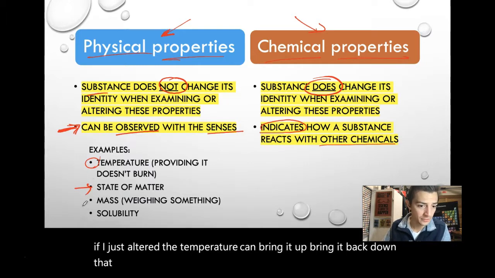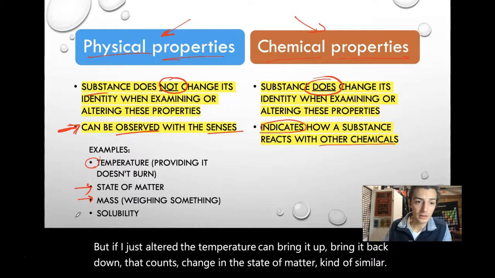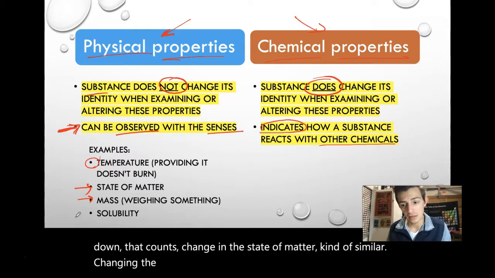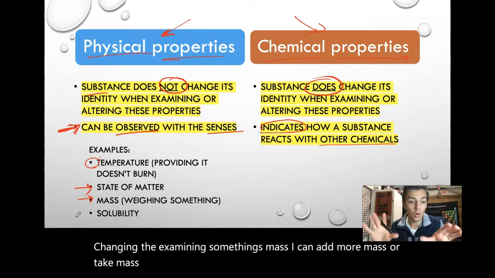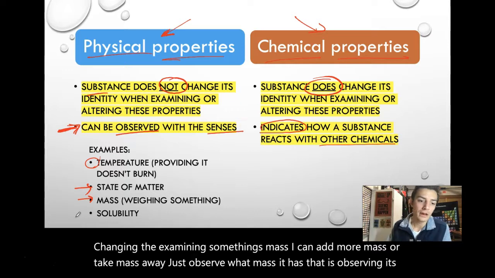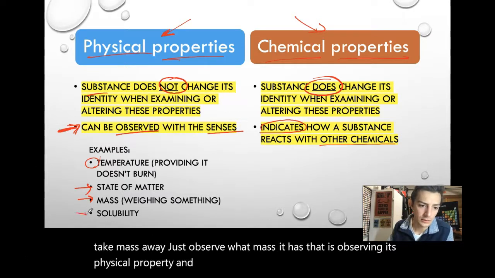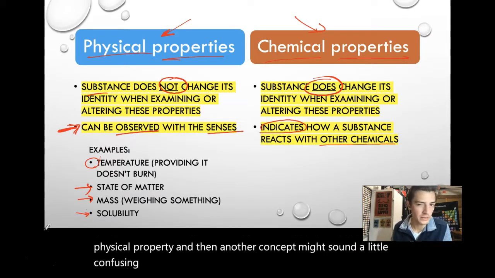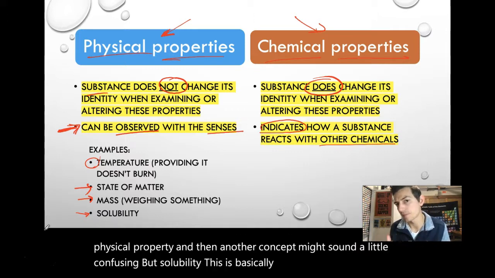Changing the state of matter is kind of similar. Changing or examining something's mass: I can add more mass or take mass away, or I can just observe what mass it has. That is observing its physical property. And then another concept, which might sound a little confusing, is solubility. This is basically just, can I dissolve it into something else?